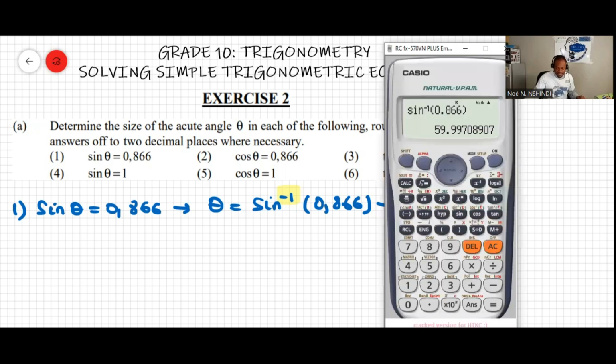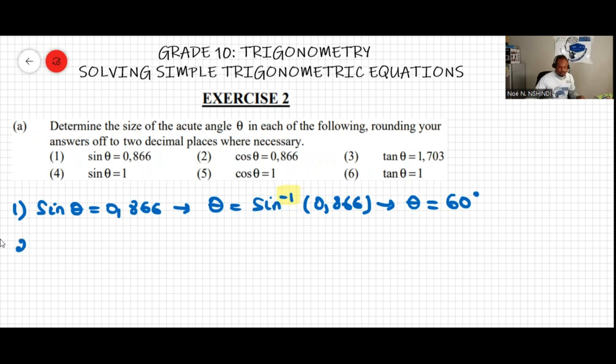You can check in the calculator. If I do sine of 60 degrees, the answer is 0.866, and then we have more digits, but remember we rounded.